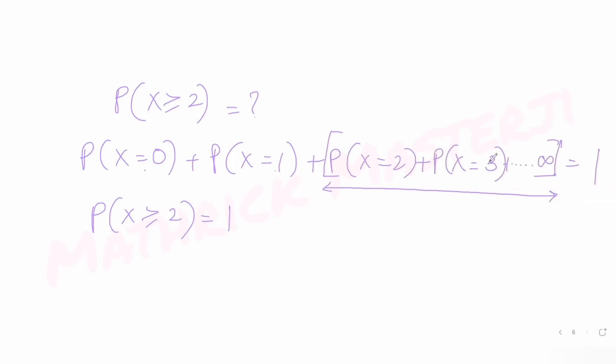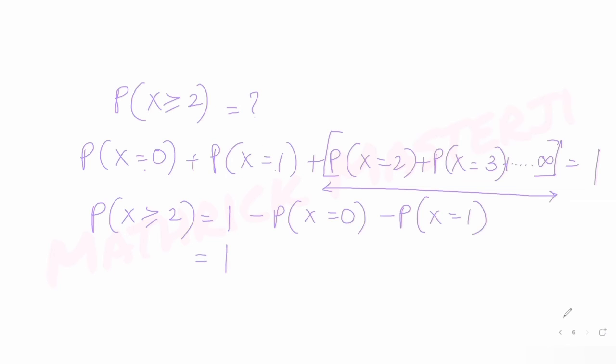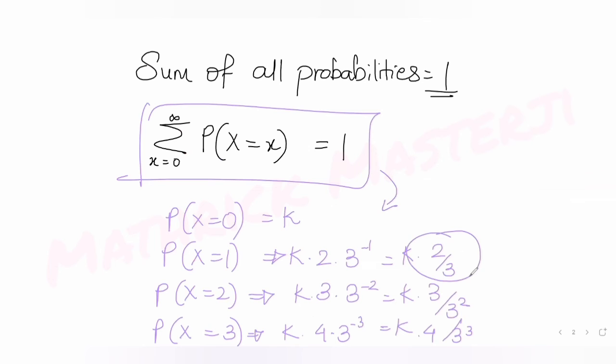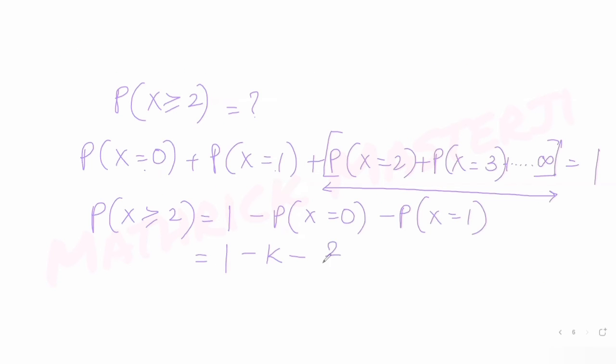And if I take both of them to the other side, it gives me minus probability of x equals 0, minus probability of x equals 1. So if I solve for that, probability of x equals 0, we just figured out that was k. So 1 minus k, minus probability at x equals 1, we figured out that was 2 over 3 k. So that was 2 over 3. So from here, 1 minus k common, it gives you 1 plus 2 over 3, and that gives you 1 minus k into 5 over 3.